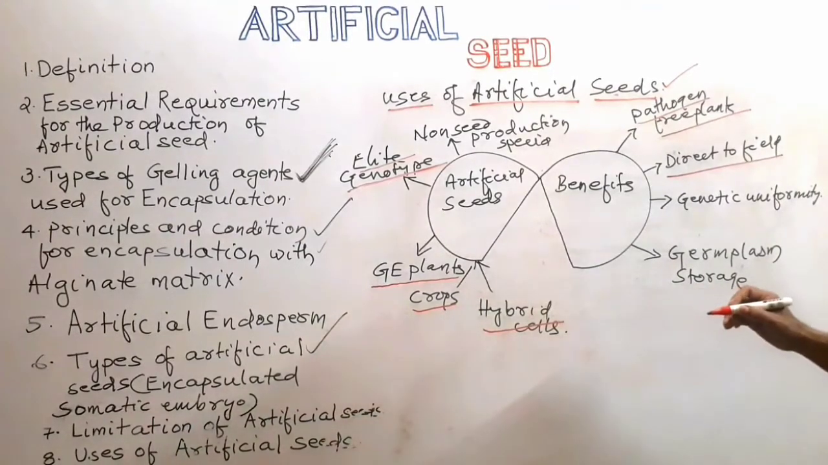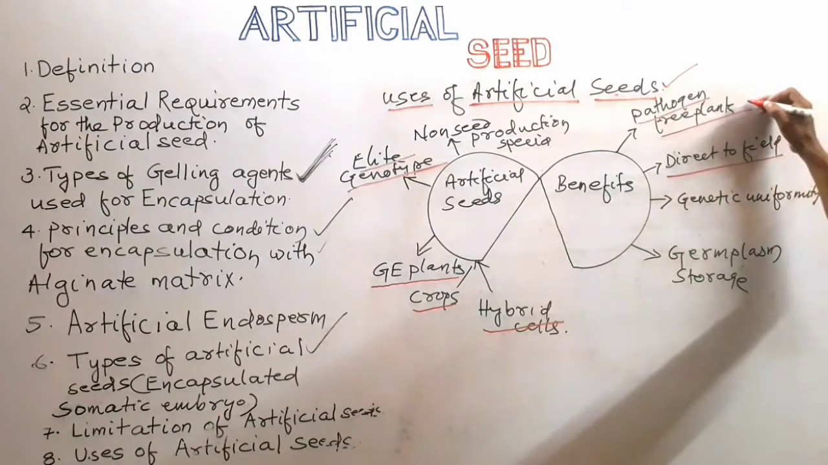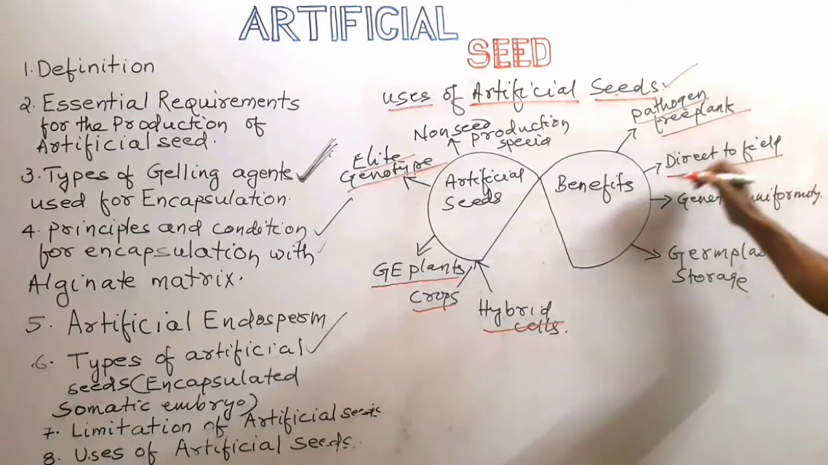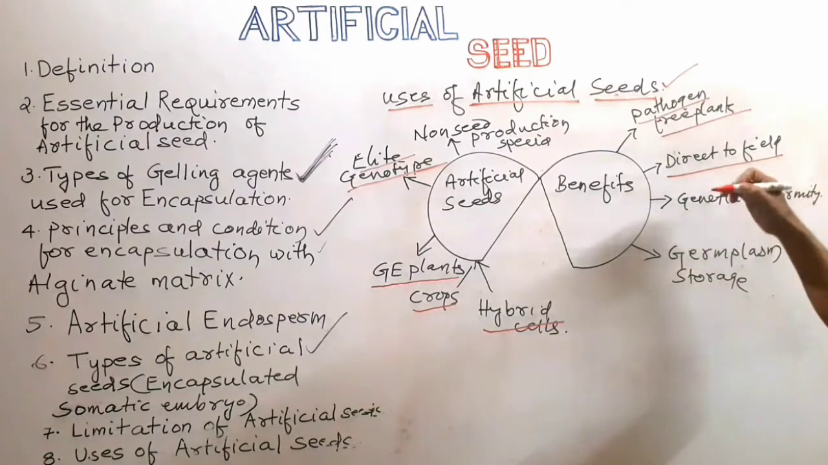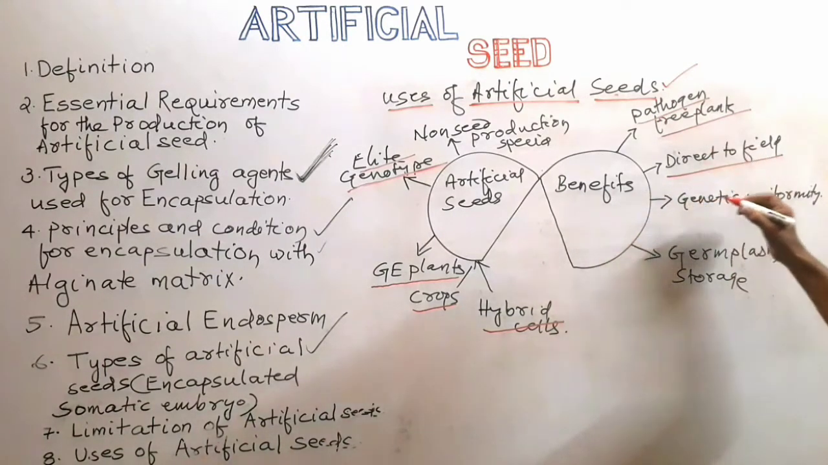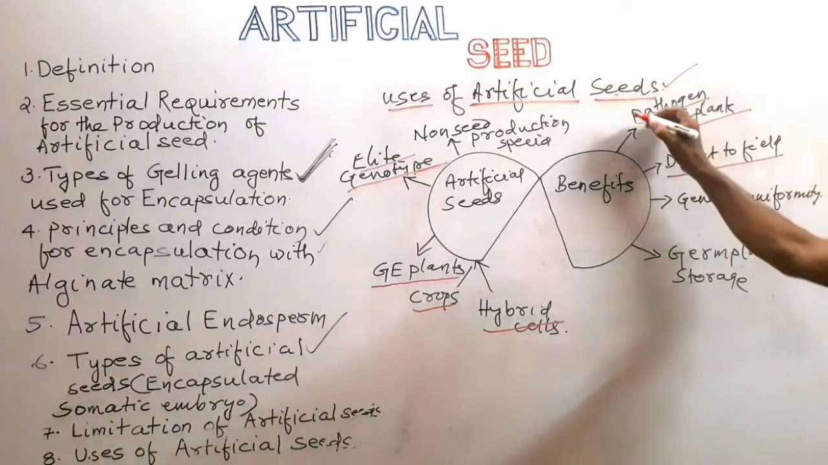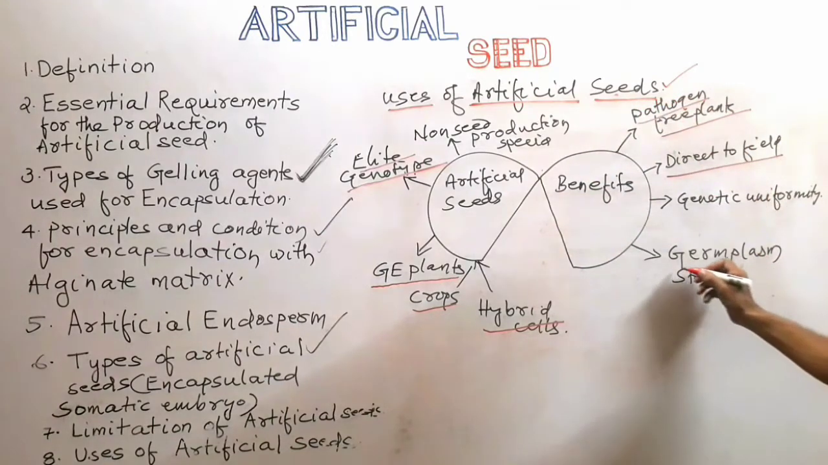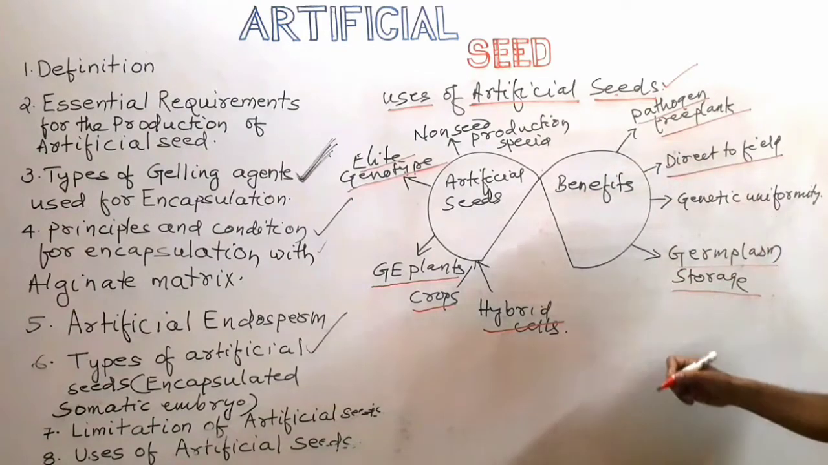Other benefits are artificial seeds are essential for the production of pathogen-free plants. And also artificial seeds can be directly transferred to the field for subsequent development. And the plants that are obtained from artificial seeds are genetically uniform. Artificial seeds are also necessary for germplasm storage. These are the uses of artificial seeds.